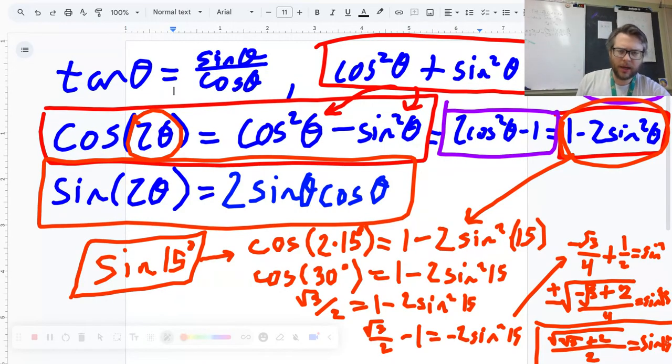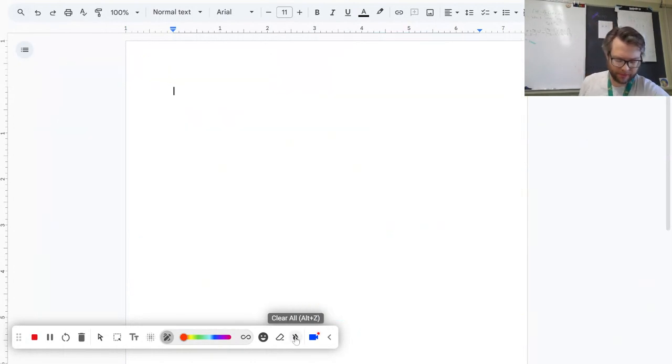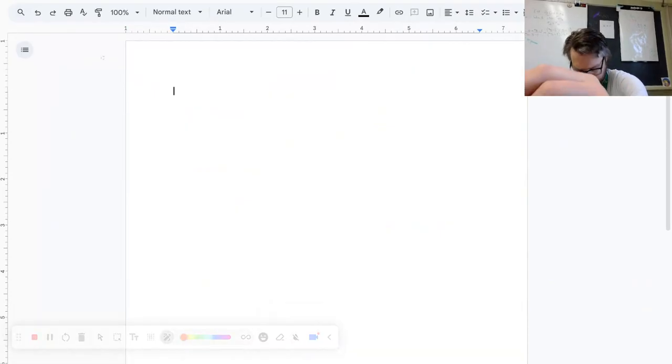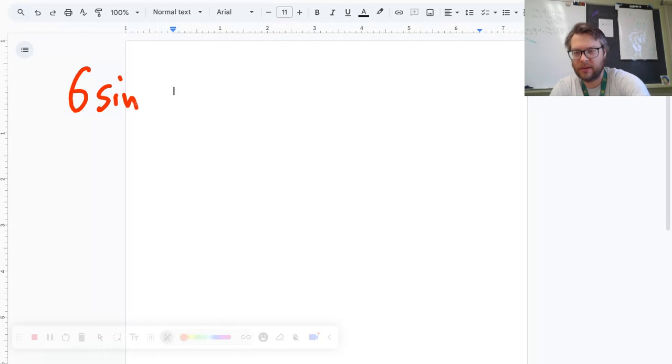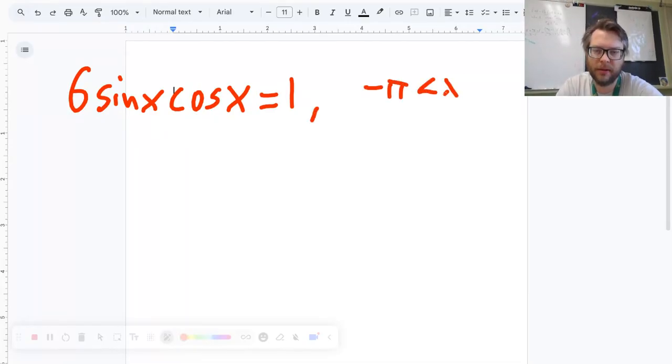Okay. So that's one kind of use of these identities. Another use of these identities is when you are trying to solve an equation. So let's look at an example there. Let's say that I'm trying to solve an equation like 6 sine x cosine x is equal to 1. And I want to find answers that are between negative pi and pi.